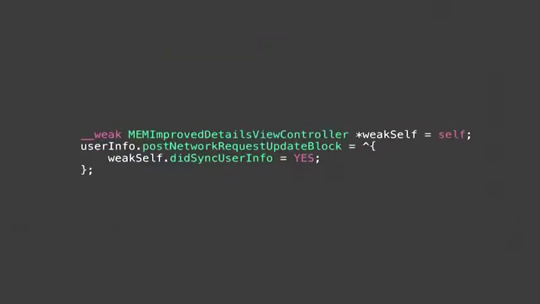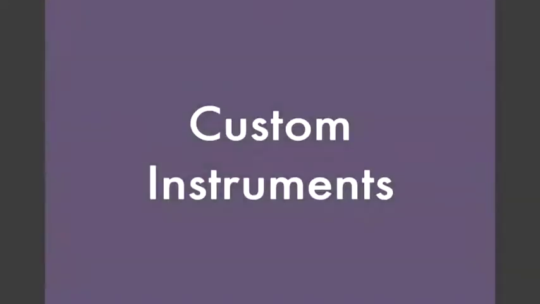And the fix isn't quite as easy, but it's almost as easy. And you can do this, or even Swift has it built into the language with capture lists, which is pretty cool. So yeah, those are memory issues. Now let's jump over to our last thing of the night, which are custom instruments.